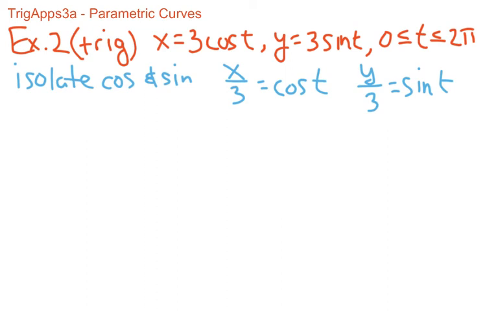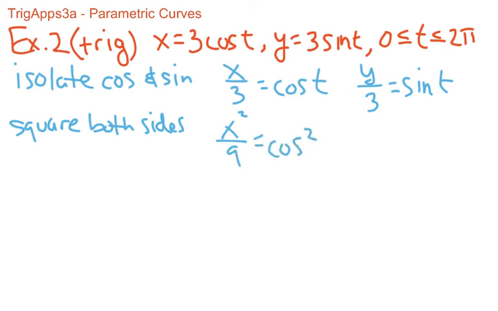Okay, now the next thing is we're going to square both sides. And what that looks like is this. I'll just do some of that stuff in my head here. x squared over 9 equals cosine squared t. And y squared over 9 equals sine squared t. Remember that notation, sine squared t means the whole quantity, sine t, squared, just a shorthand. If you didn't watch this video and you weren't taught specifically how to do this, it would have been pretty difficult to come up with this.